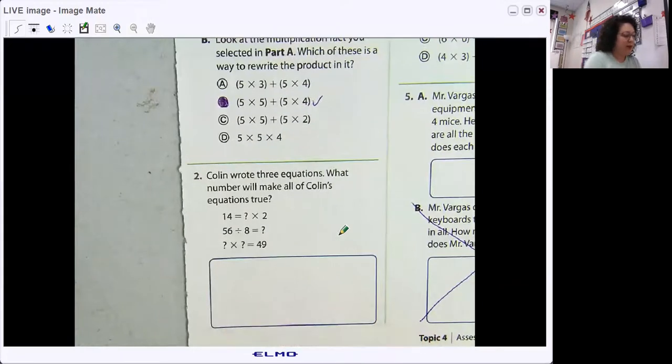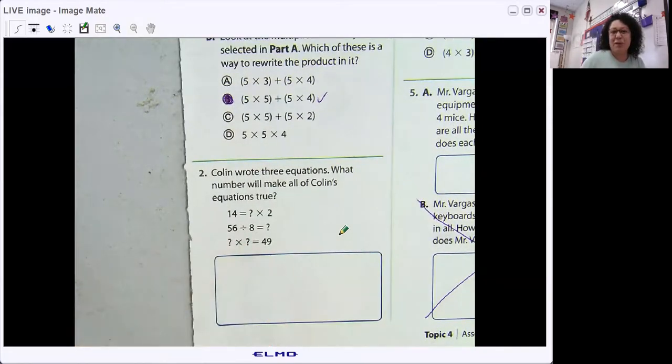Number 2, Colin wrote 3 equations. What number will make all of Colin's equations true? That should be pretty easy if you were using your multiplication chart, because sometimes these bigger ones get a little bit trickier. You can always use your multiplication chart.